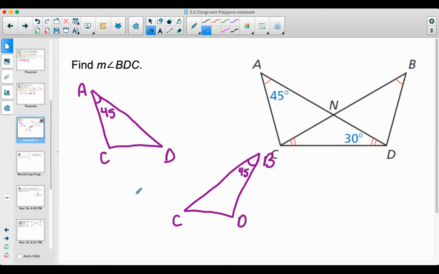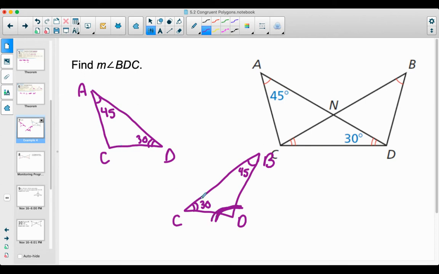And then angle C. So notice here this angle C has two arcs, and this angle D has two arcs. So that means that this one is congruent to this one. And we know that this is 30, so that means that this one must also be 30. And we are asked to find the angle BDC. So BDC is this angle right here. We're trying to find this angle.